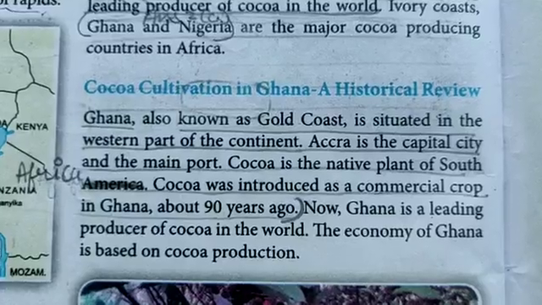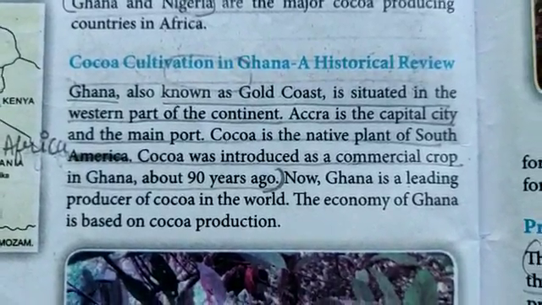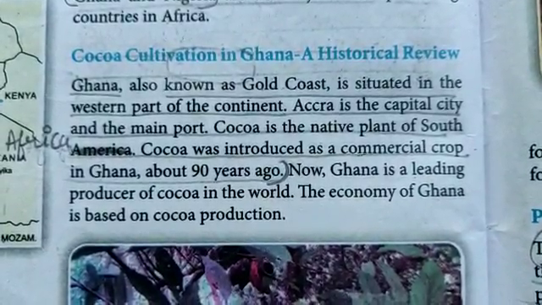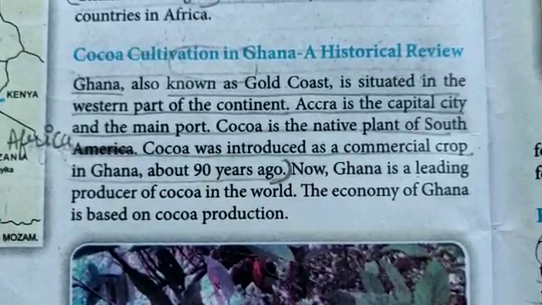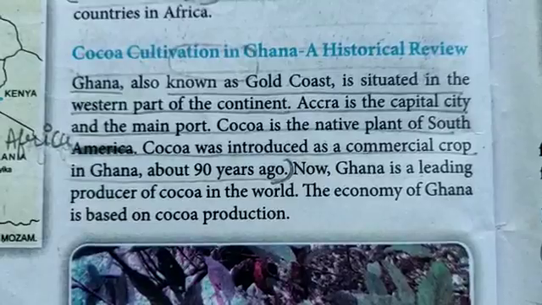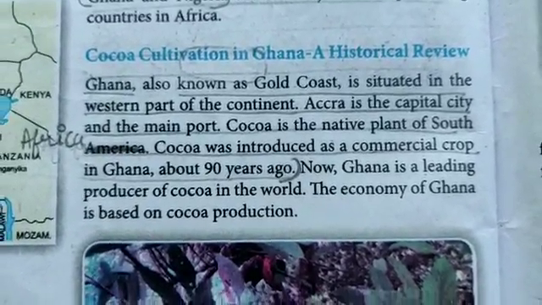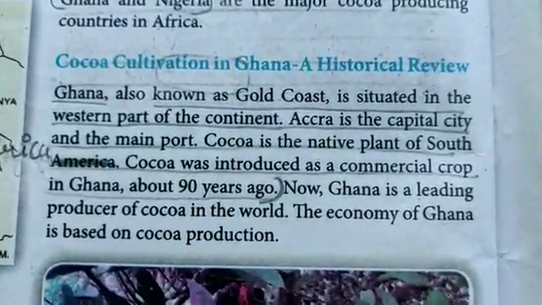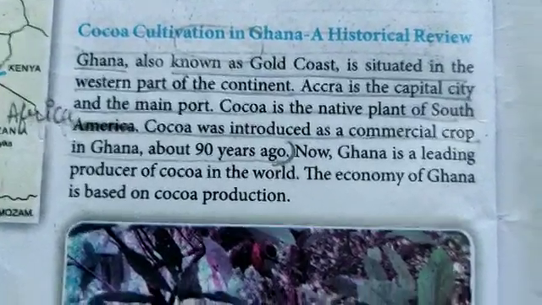Now, cocoa cultivation in Ghana, a historical review. How it all started. Ghana, underline, also known as Gold Coast, is situated in the western part of the continent. Accra is the capital city and the main port. Now, Accra being the capital city and the main port, it is very easy for Ghana to export its produce. Cocoa is the native plant of South Africa. It is not America, it is Africa.